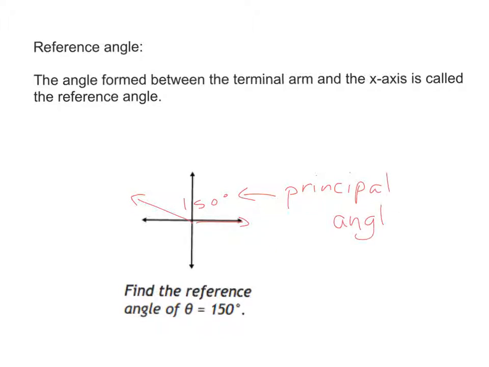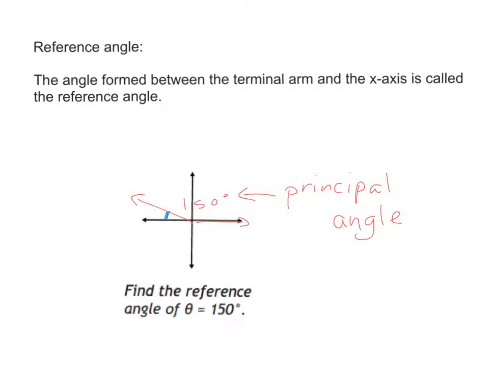The principal angle is if you have an angle drawn in standard position, it's measured from the x-axis in the positive direction, so counterclockwise, and it's between 0 and 360. So 150 here would be the principal angle, but the reference angle is the angle formed between the terminal arm and the x-axis. So it's the closest x-axis. It's actually in here, that little blue bit.